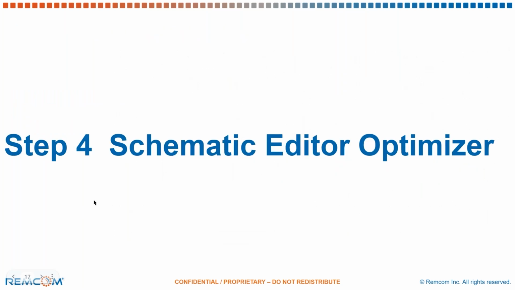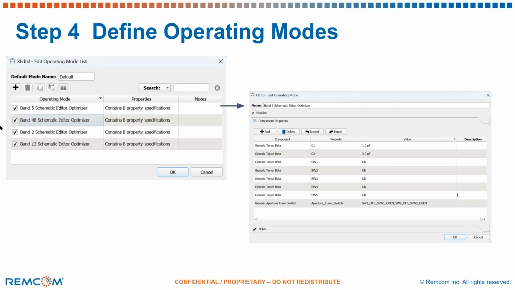Next, we will implement our schematic editor optimizer. We'll start by defining operating modes. In this slide, we will define our individual operating modes. The specific impedance tuner settings will be optimized for each operating mode, and the fixed components will be optimized for all operating modes. And the aperture tuner will be a priori set for each mode. The operating mode allows you to have multiple states in one schematic, and in this case, each one corresponds to a different cellular band. And you can see that here: cellular band 5, 48, 2, and 13.